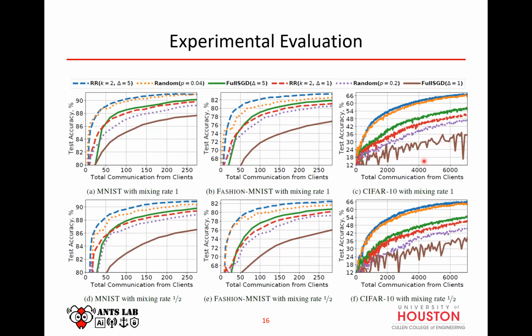And if you look at the brown line, which is the full SGD, which does local iteration and then communicates per round, we see that the performance, especially when it comes to a bigger data set like CIFAR-10, is actually much worse compared to the other ones.